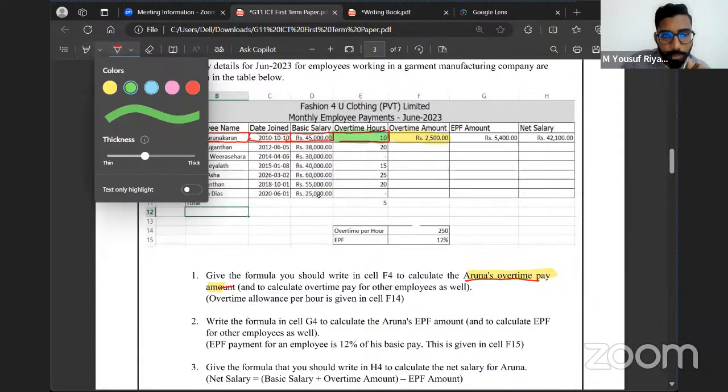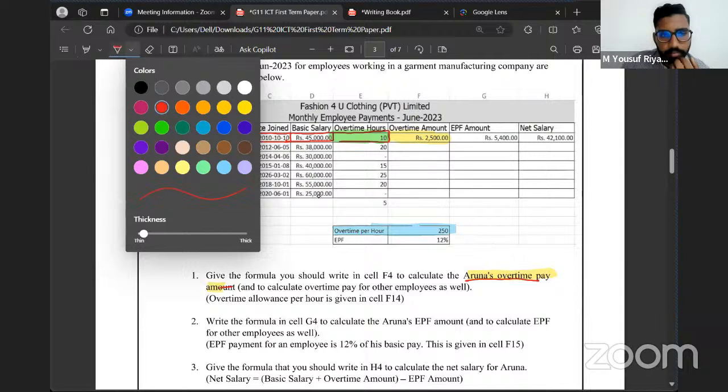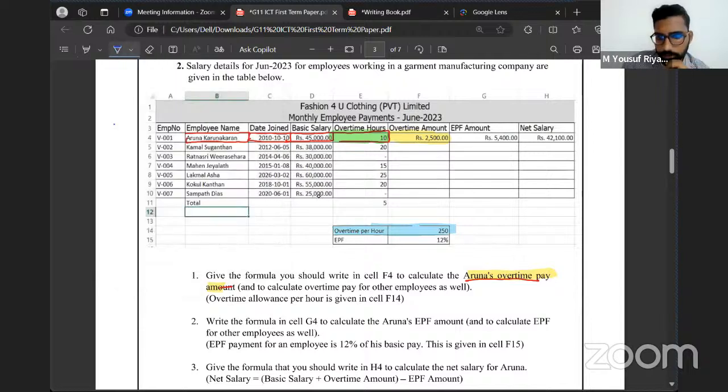Yes. If you look at the spreadsheet in the bottom, you can see they have mentioned the overtime per hour amount. Okay. Per hour, how much is the person getting? Exactly. Okay. So you can write a formula like this to find the overtime amount Anura will be getting. You can write a formula equals. Always keep in mind when you start a formula with equal symbol. So equals, and you can multiply the number of hours with the overtime per hour.